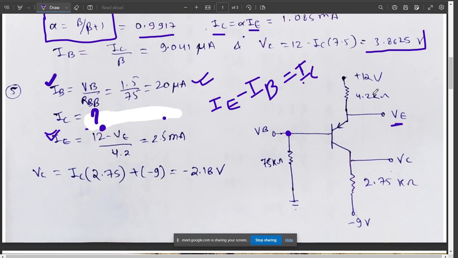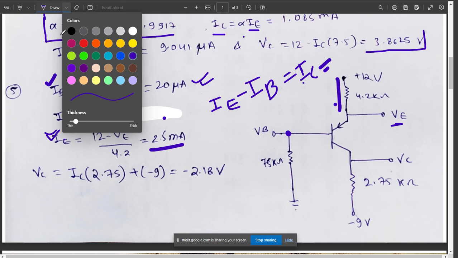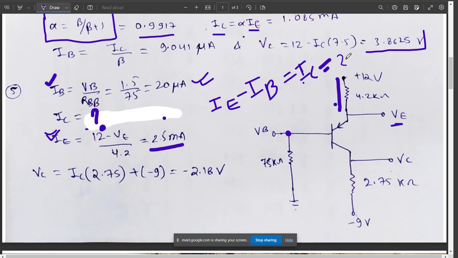Then we'll find IE, which will be 12 minus VE by 4.2. We'll apply KVL here in this branch, so we get 2.5 milliamperes. And IC will be how much? IC will be IE minus IB, so from here we got the value of IC, which is 2.4248 milliamperes, right?